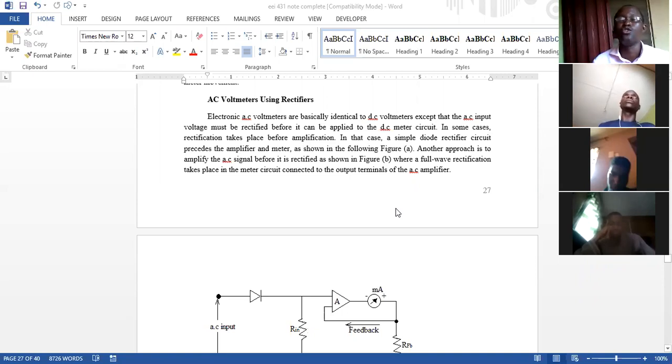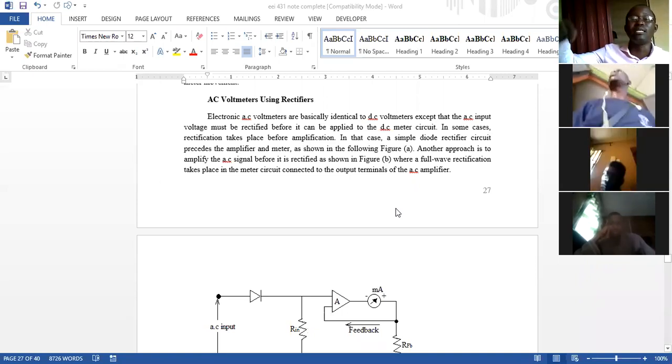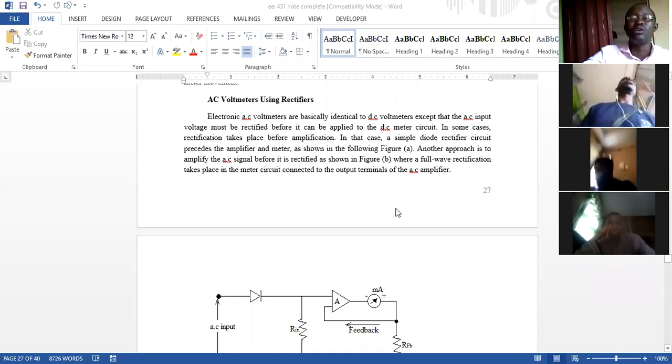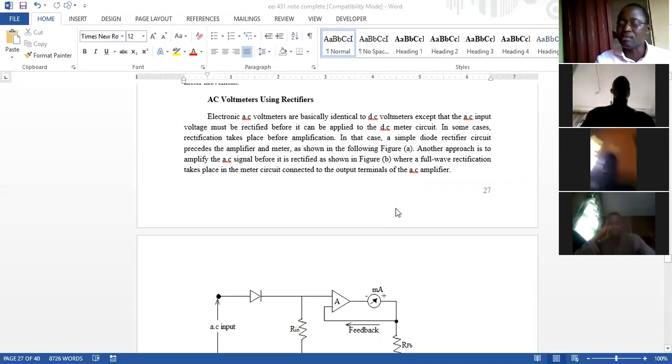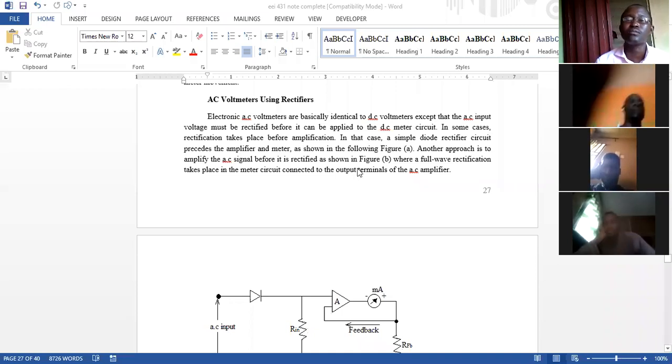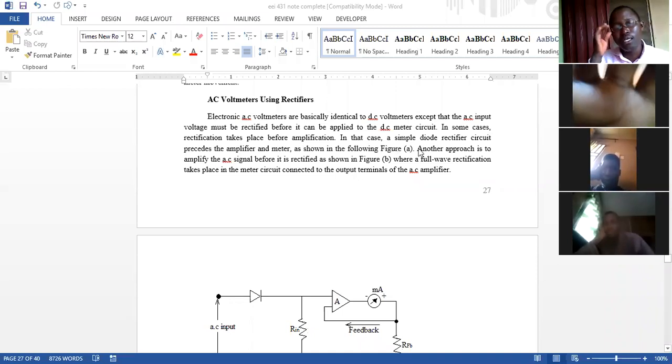That's the first step. You rectify the voltage into DC. Then you now use the DC, manipulate the DC inside. Amplify, do whatever you want to do, and apply it to a meter. And then the meter is working as a DC meter. Now you calibrate that meter to do measurements as your AC voltage.